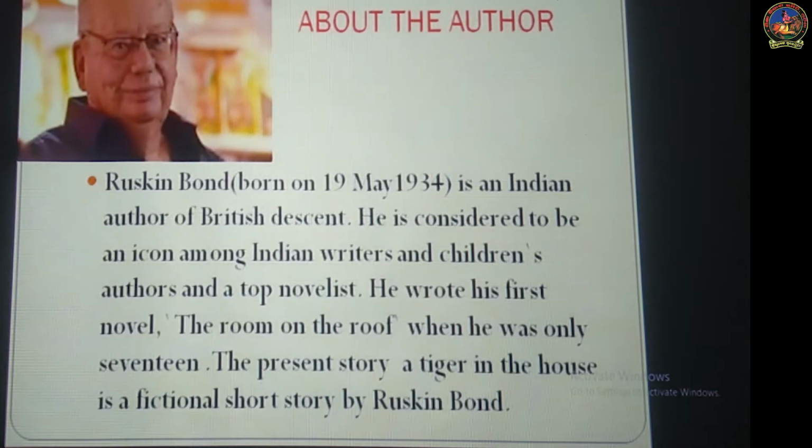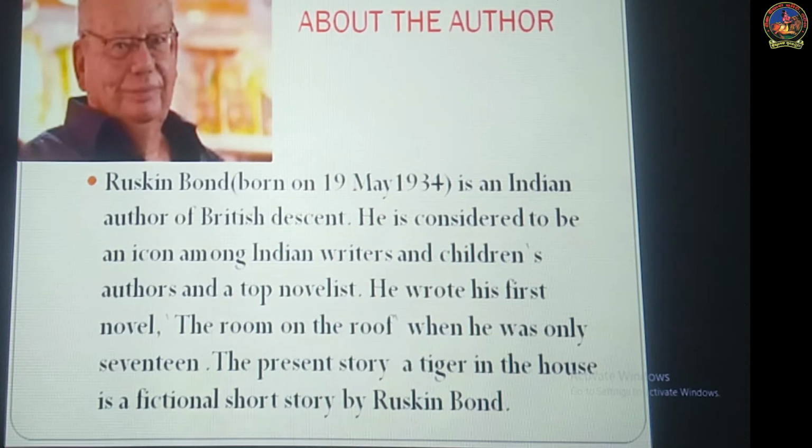Students, the author of this story is Ruskin Bond. Here is the picture of Ruskin Bond. He was born on 19th May 1934. He is an Indian author of British descent. Of British descent means origin. He is considered to be an icon among Indian writers and children's authors and a top novelist of India.